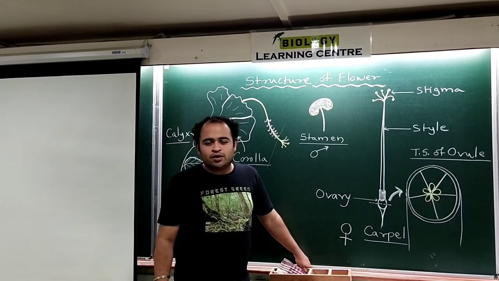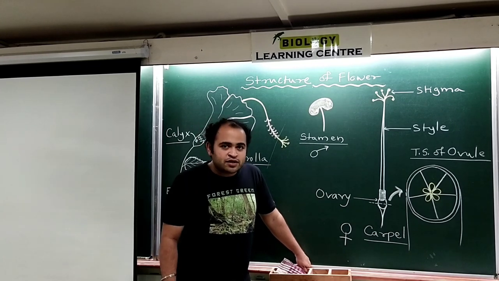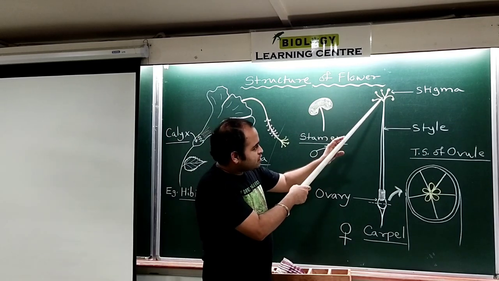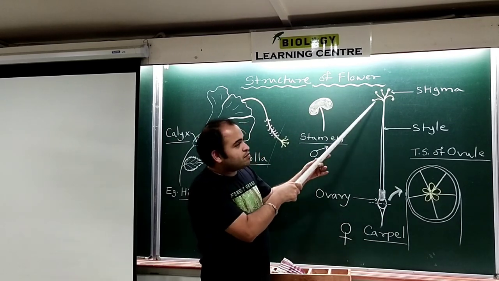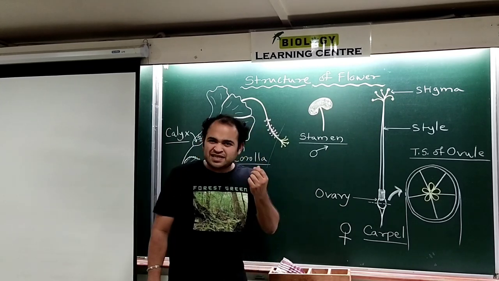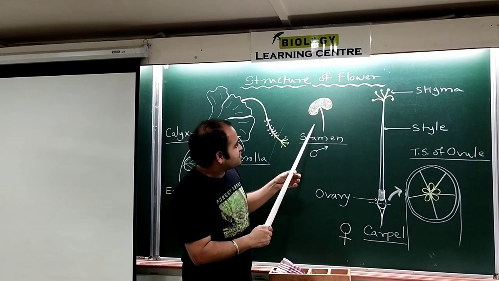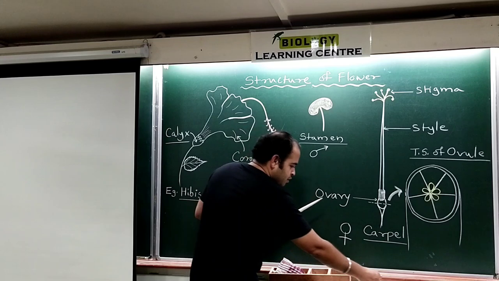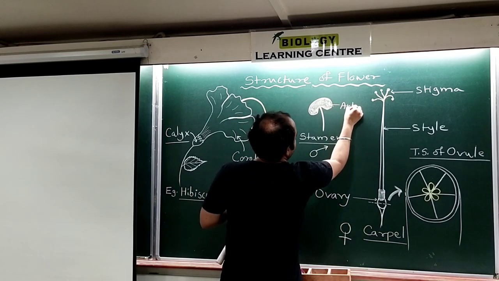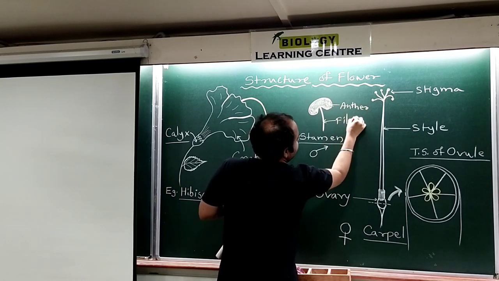I think most of you have studied this part in standard 9 or standard 10, right? So let us revise things. Stigma, style, ovary. Stigma is the receptive plate, sticky by nature, where pollen grains are received, which are liberated from the stamen, specifically the anther lobe. This is the anther, and this is the filament.